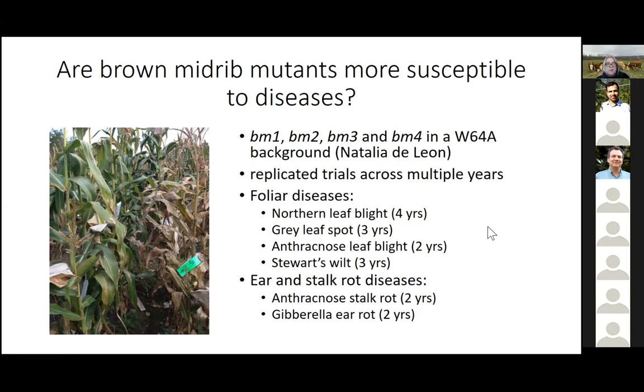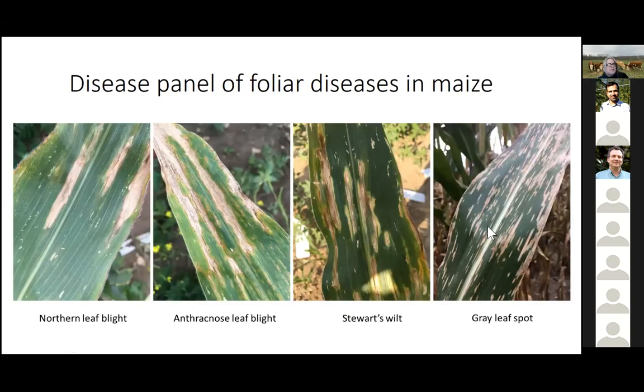And then I looked at an ear rot and a stalk rot, anthracnose stalk rot and gibberella ear rot. Gibberella ear rot is the more prevalent ear rot up in our region. And here you can see that they all do look kind of the same, some of these: northern leaf blight, anthracnose, Stewart's wilt, and gray leaf spot.